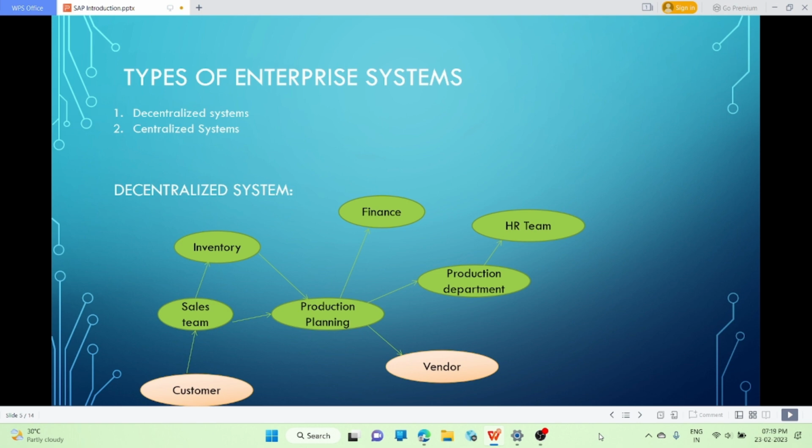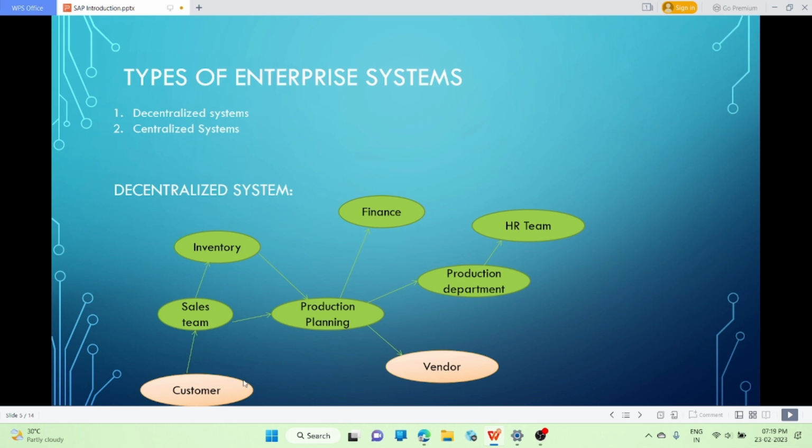We have different software in ERP systems. In these ERP enterprise systems, we have two types, decentralized system and centralized system. If we take a decentralized system, as we already discussed, in any industry there will be many departments. Each department will maintain its data only in separate applications or separate folders. There is no connection between the sales team and inventory, between inventory and production planning, or between production planning and finance. They are maintaining data separately, not in a centric system.